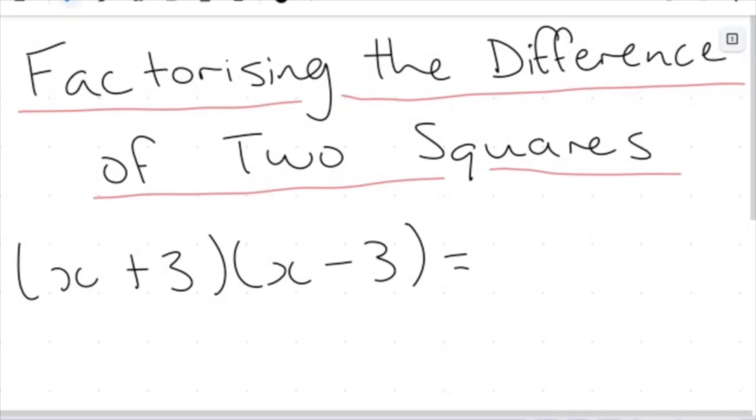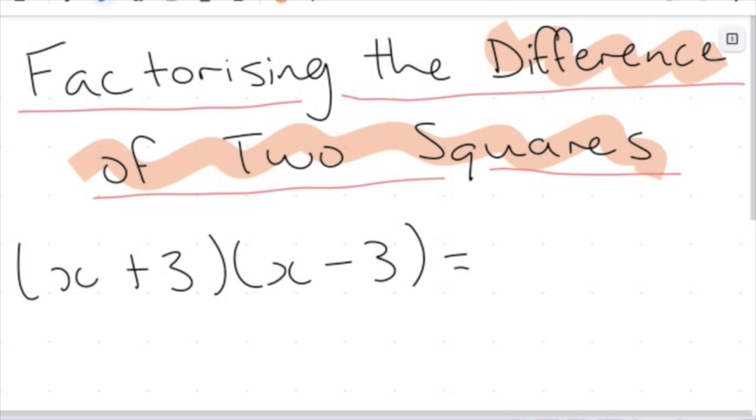Hey everyone, welcome to another video in our factorization part of our quadratic expression series. Now, in this video, we're going to revisit a topic we looked at before. This was the idea of a difference of two squares.